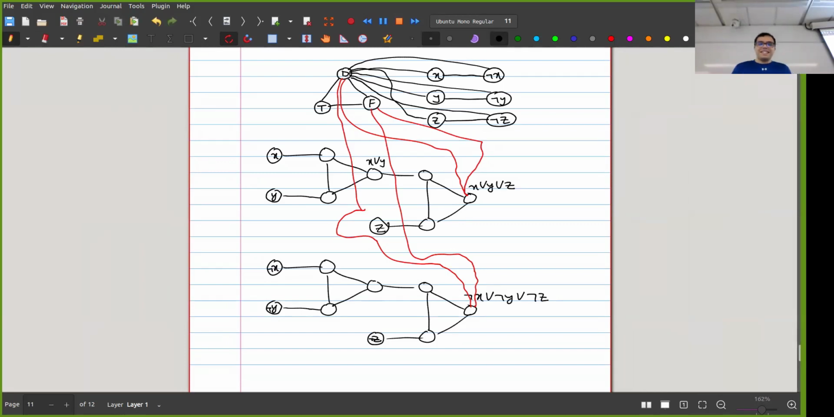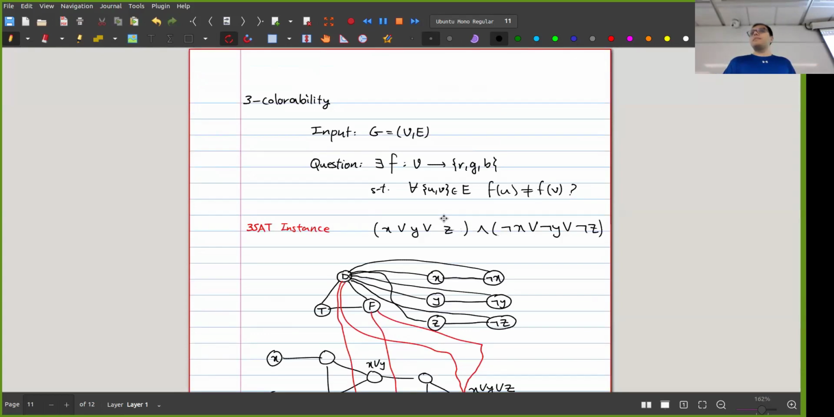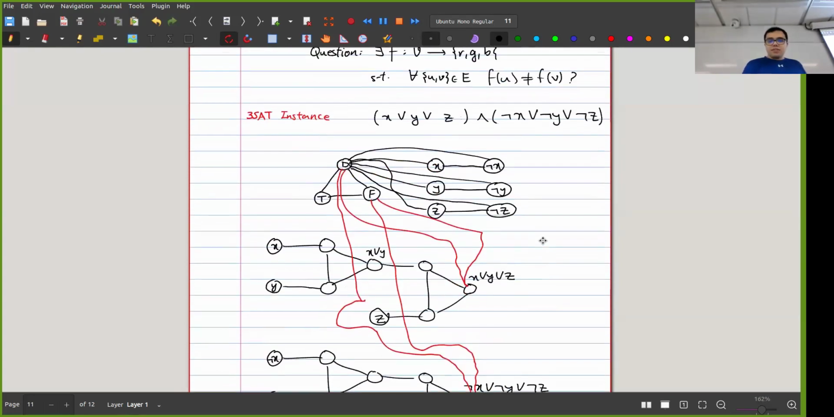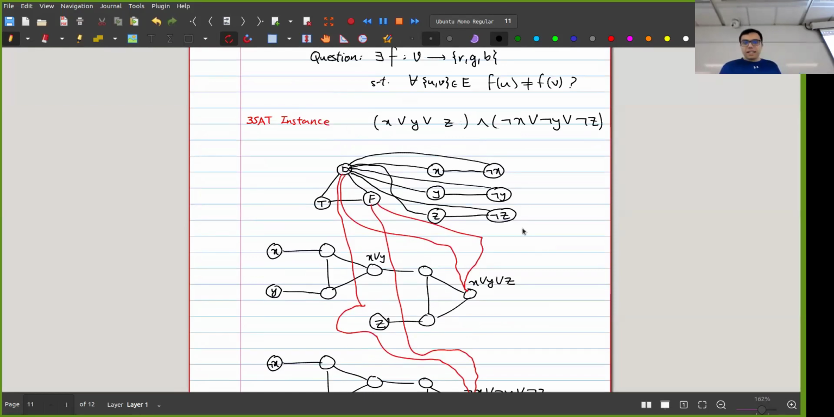Okay. This is my graph now. Now I claim that this graph is tree colorable if and only if the original tree set instance is satisfiable. Okay. Now that's pretty easy to prove. So first, let's say that my instance is satisfiable.